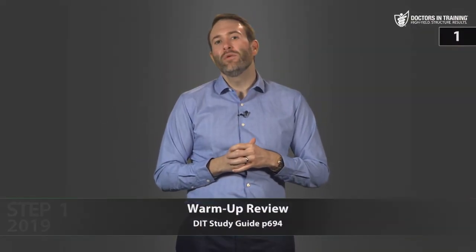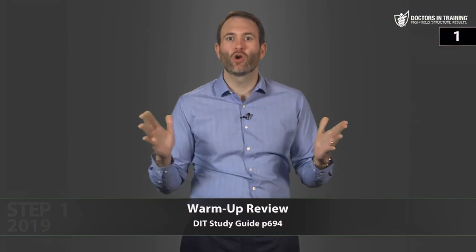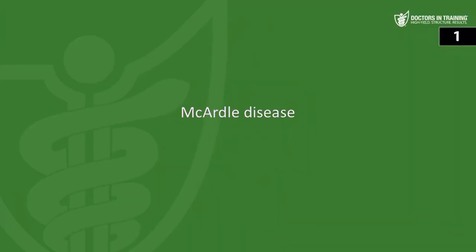It's time for another warm-up review. Let's get going. A woman develops intense muscle cramps and darkening of her urine after exercise. What is the most likely diagnosis? So this is pretty classic for McArdle disease.